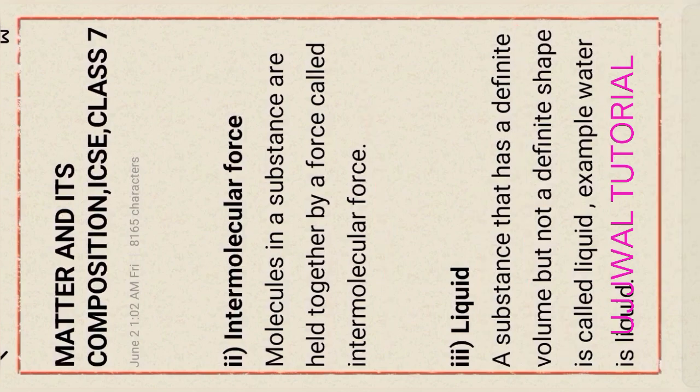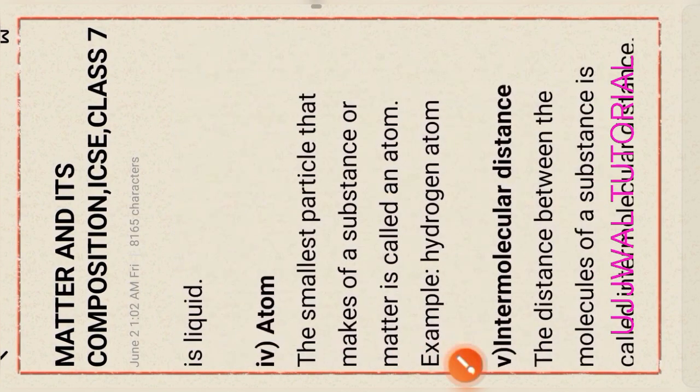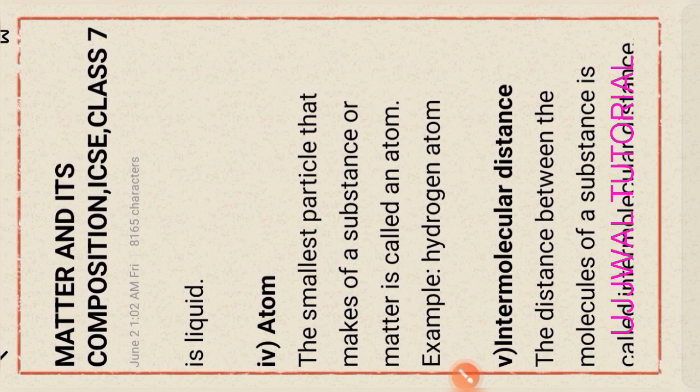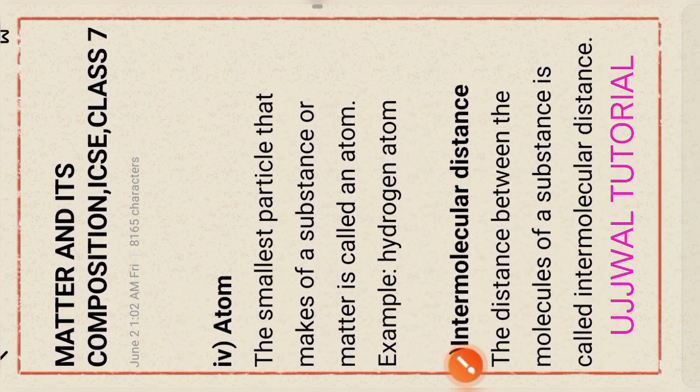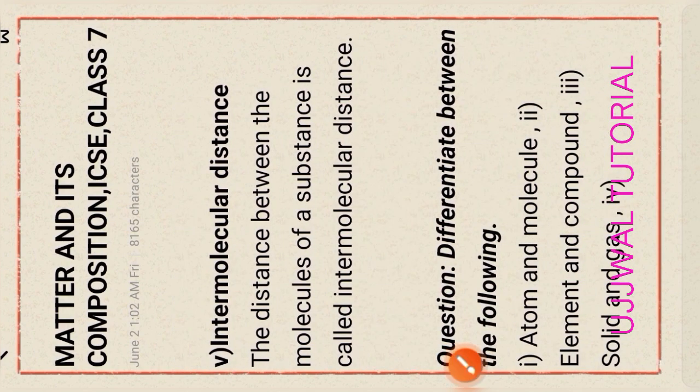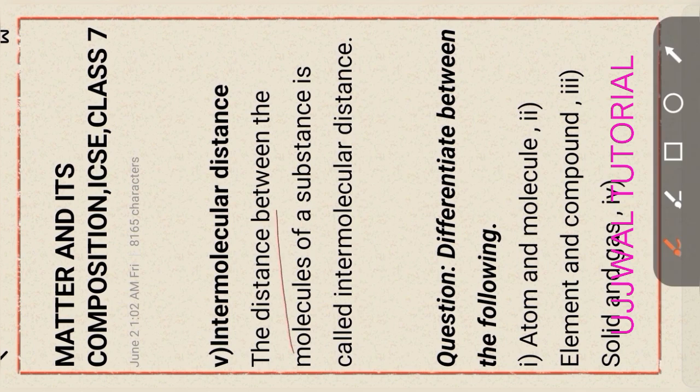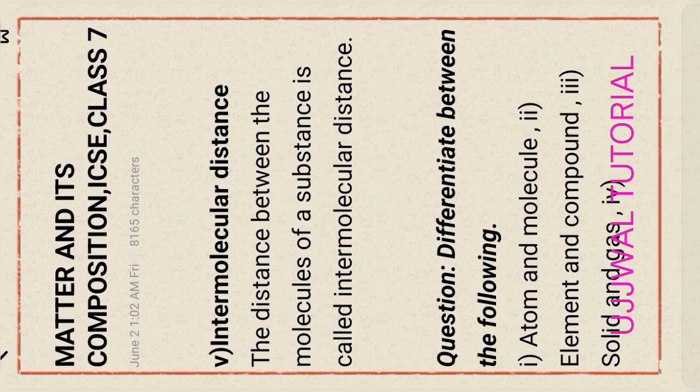Next, define the term atom. The smallest particles that make a substance or matter are called atoms. For example, a hydrogen atom. Next, define the term intermolecular distance. The distance between the molecules of a substance is called intermolecular distance.